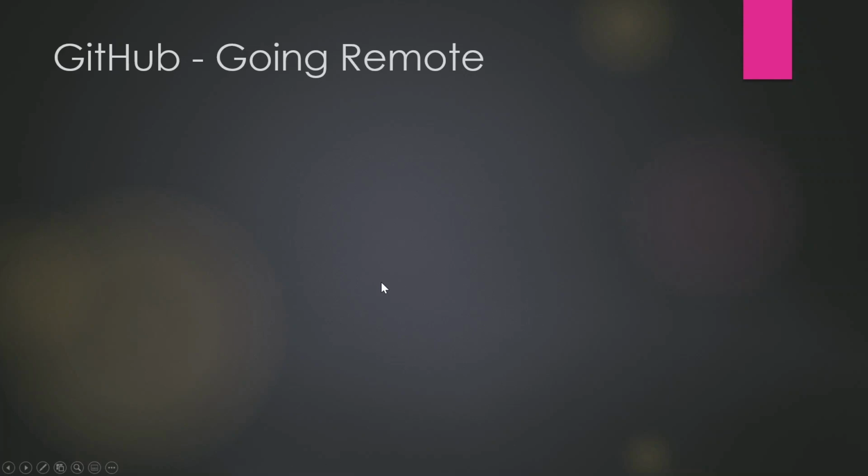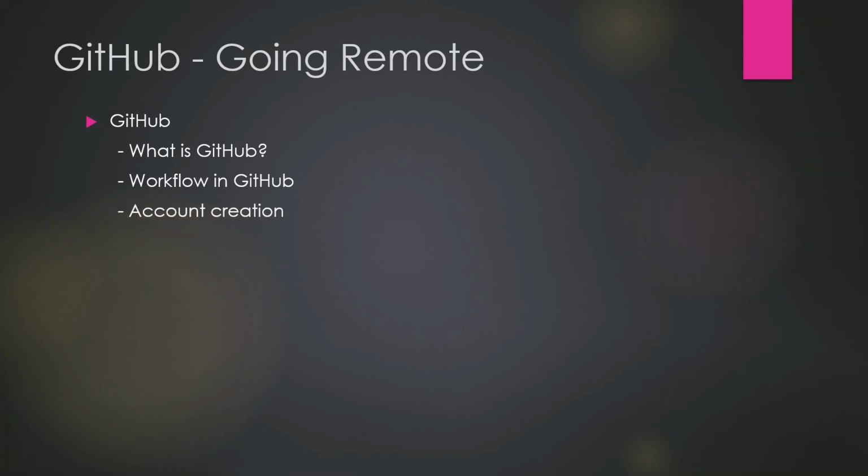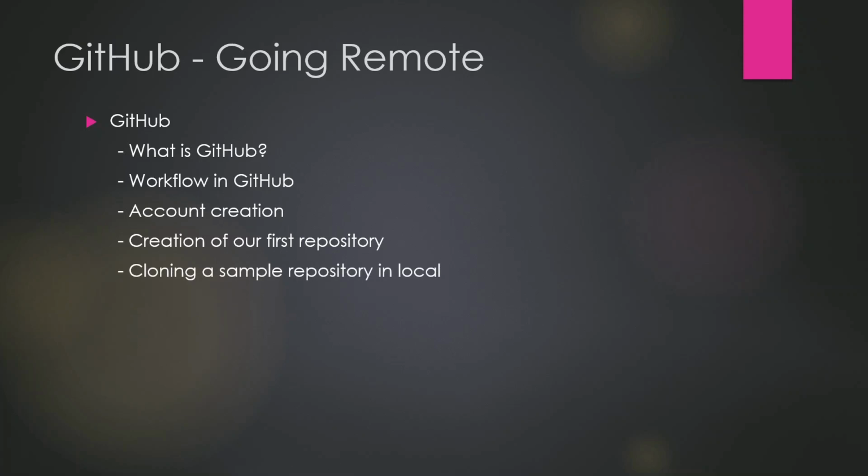So there are topics which we are going to discuss. The first topic is what is GitHub, then the workflow in GitHub. Third is how do you create an account on GitHub, and you can create one along with us, using any email ID. After that, we'll create our first repository for today. The repository that I'll create in this video is independent of this course. You can create any repository with any sort of name, and then cloning a sample repository in local.